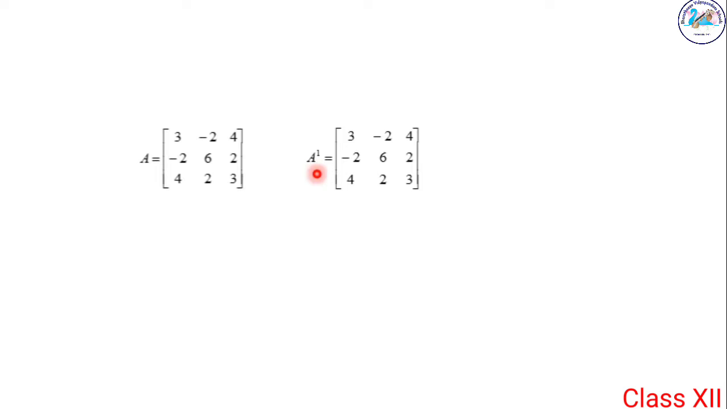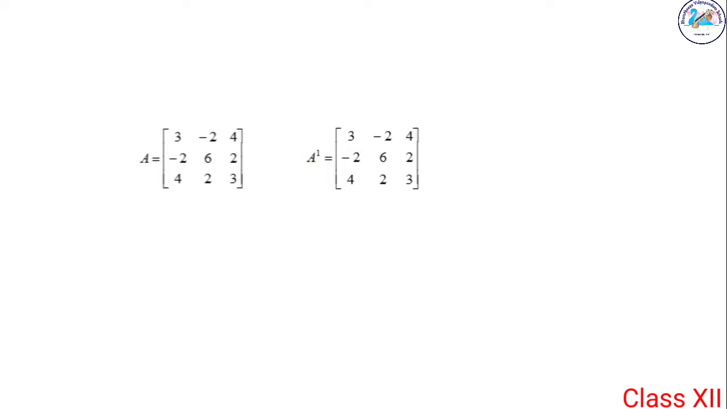When you take the transpose, A transpose, the first row of the matrix, 3 minus 2 4, will come as the first column in the transpose. Here minus 2 6 2 will come as the second column, and the third row in A, that is 4 2 and 3, will come in A transpose as the third column. So we have taken matrix A and we have written A transpose.